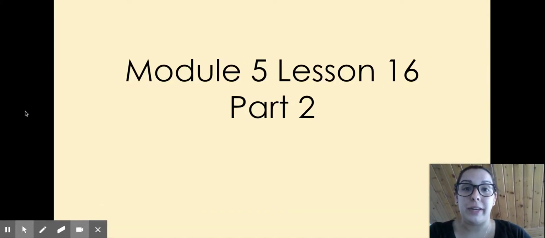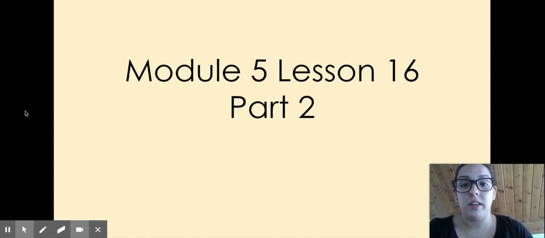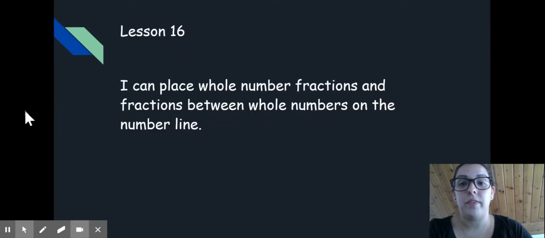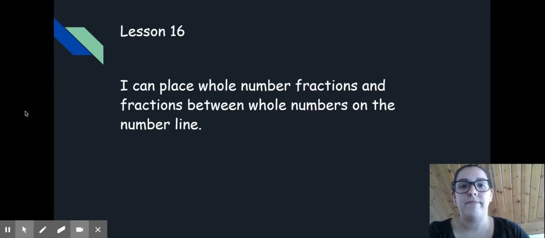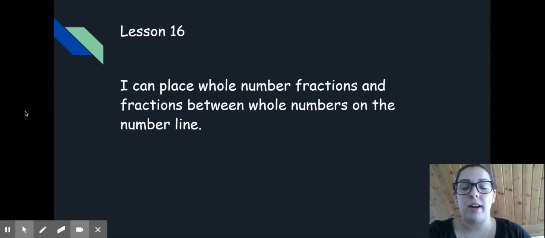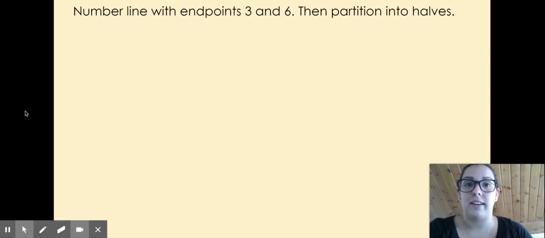We are actually continuing this math lesson from your Wednesday lesson, which was lesson 16. So today we're doing part 2. You're going to get some extra practice on placing whole number fractions and fractions between the whole numbers on a number line. So please grab a piece of paper and a pencil or a pen and follow along with me. We are going to draw a number line with the endpoints 3 and 6.